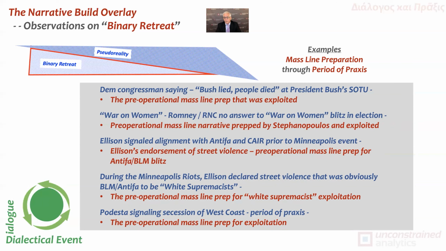How about then Congressman, now Minnesota Attorney General Ellison, signaling alignment with Antifa, literally saying, if I am the Attorney General, I will enforce Antifa concepts of the rule of law, which, by the way, are revolutionary and seek to overthrow the rule of law in the state of Minnesota as your Attorney General. That's what that was signaling. So when Ellison signaled alignment with Antifa, just a month before he started supporting CAIR, the Council on American Islamic Relations, prior to the Minneapolis event, he was basically signaling an endorsement of violence. And that was pre-operational mass line prep.